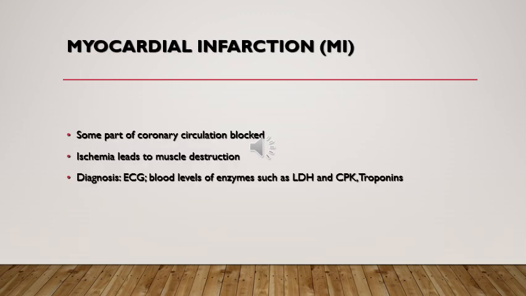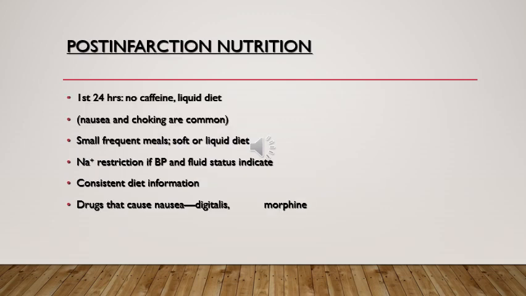Myocardial infarction happens when there is obstruction of a coronary artery. This will lead to muscle destruction. To diagnose it, we have to perform ECG and to measure the cardiac enzymes that are the LDH, CPK, and troponin. In the first 24 hours after infarction, the patient should not consume caffeine, and his diet should be based on liquids and also to be in small amount and frequent.